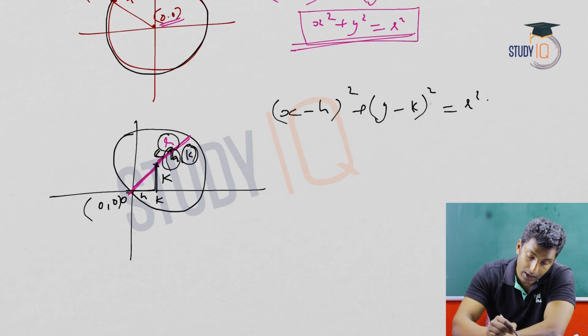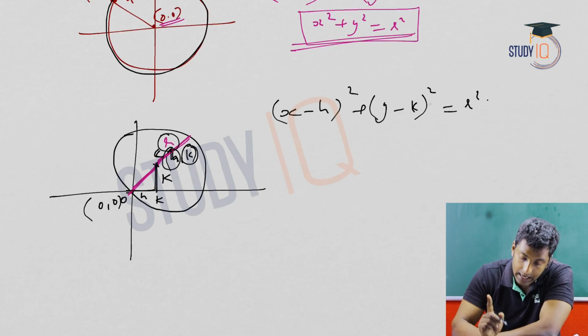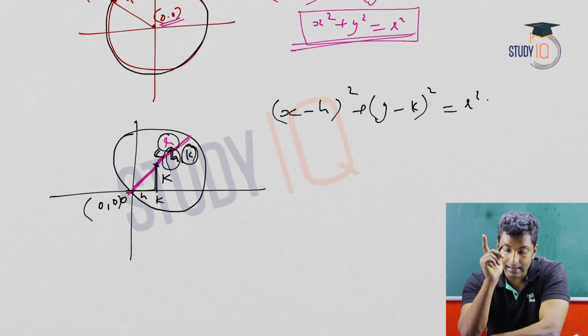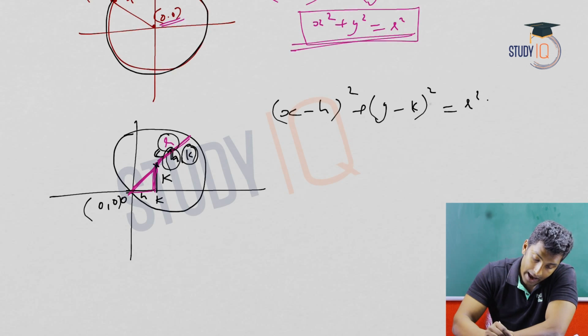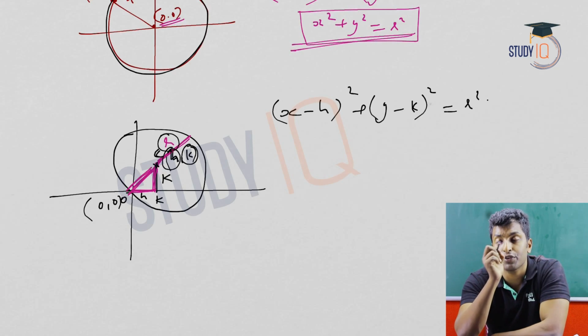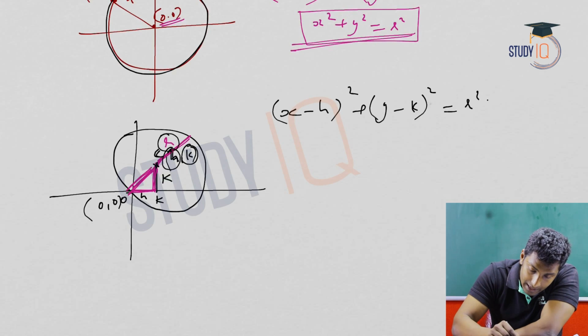So if you now consider this right angle triangle, the small right angle triangle like CKO, you can see this side is k and this side is h. And can you write r in terms of h and k? That is the question, right? Because r is the hypotenuse here, because the right angle you can see here, right?